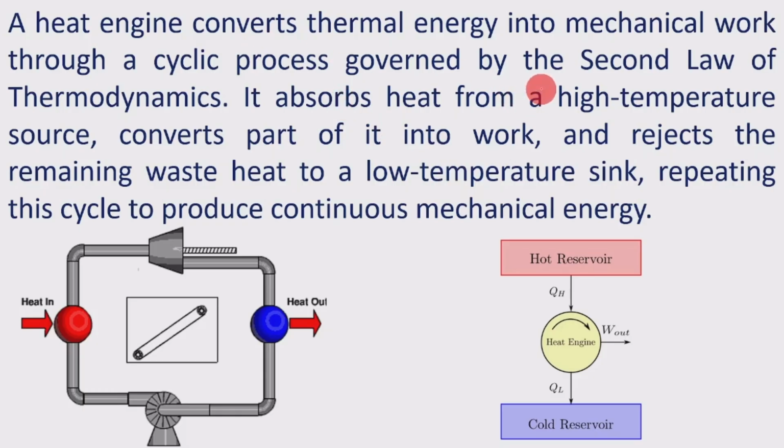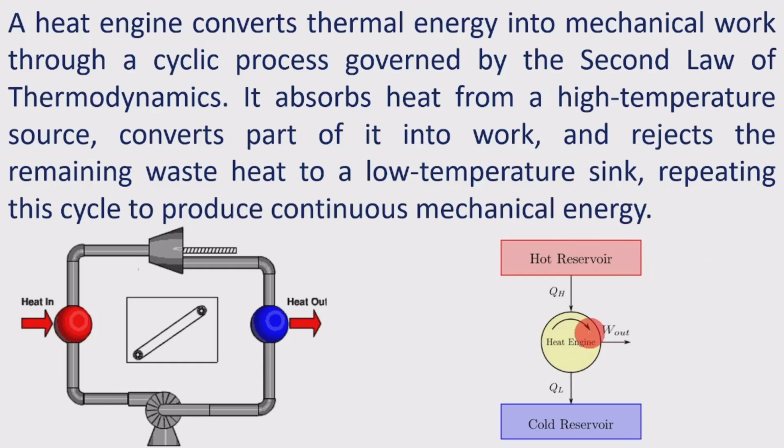A heat engine converts thermal energy into mechanical work through a cyclic process governed by the second law of thermodynamics. This cyclic process is governed by the second law of thermodynamics. That statement we are going to take after the heat engine and heat pump working explanations. It absorbs heat from a high temperature source, converts part of it into work, and rejects the remaining waste heat into a low temperature sink. Repeating this cycle produces continuous mechanical energy.